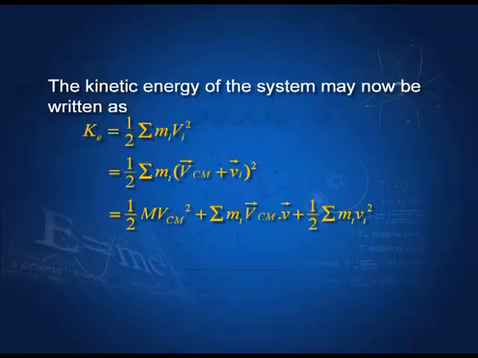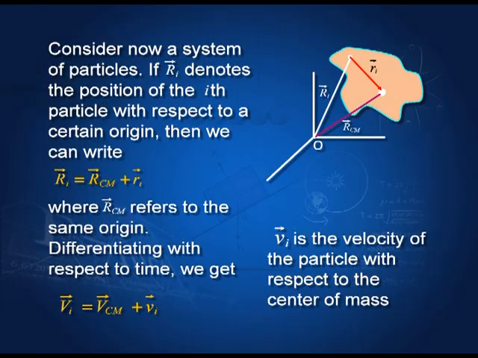So, let us write down the expression for the kinetic energy of this system of particles. As you know, it is simply half sigma m_i v_i squared, and we have seen in the last slide v_i is equal to v_cm plus v_i'. So, we substitute it here, this becomes half sigma m_i times (v_cm plus v_i') squared, and we expand it.